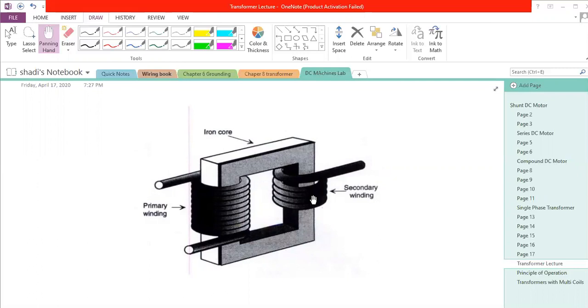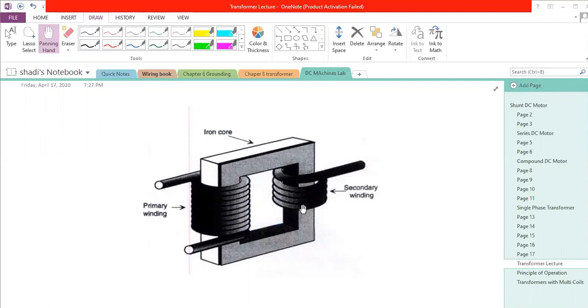Now, we have to keep in mind one more thing: it is not supposed to mean that this one is going to work all the time as the primary and this one as the secondary. It depends on the function of the transformer. So what is the main function of a transformer? The main function of the transformer is to step up or step down the voltage.